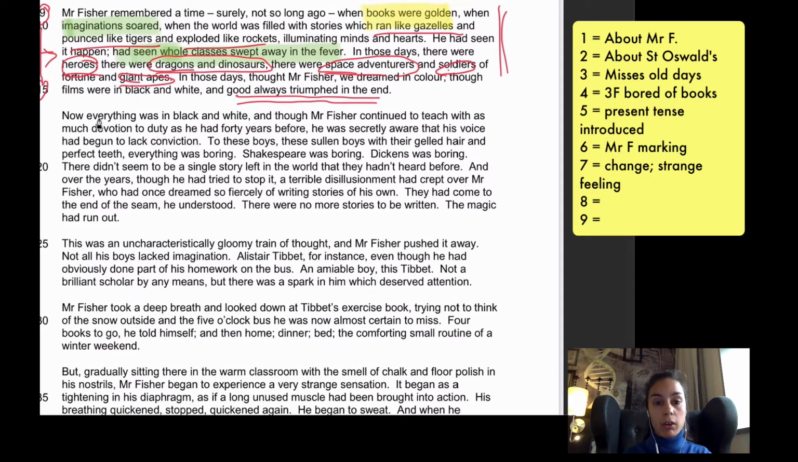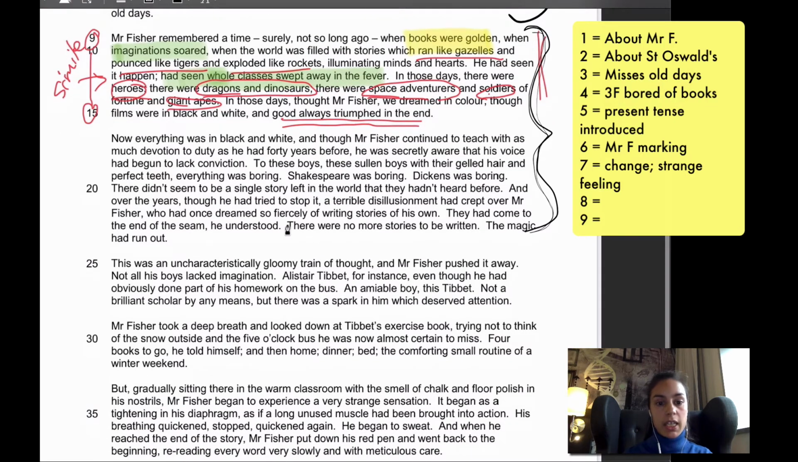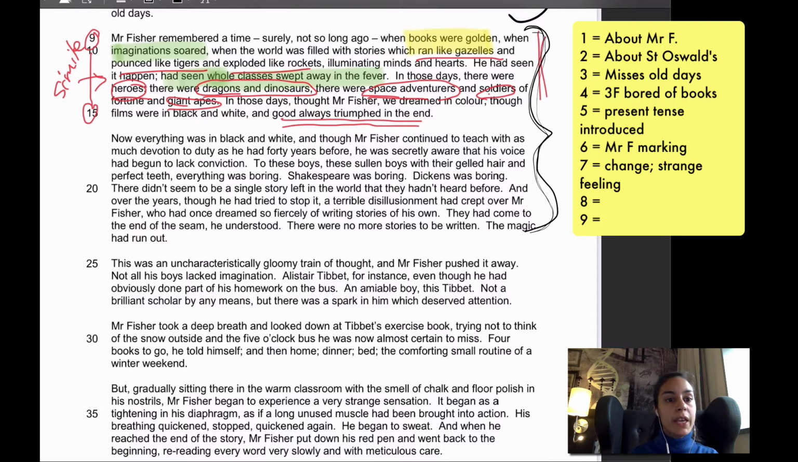Now, this 4th paragraph, Mr. Fisher continues to think about his experience with the boys. So there's a similarity between paragraph 3 and paragraph 4. But what's interesting is here in the 5th paragraph, this was an uncharacteristically gloomy train of thought, and Mr. Fisher pulled it away. So this is interesting, and I find it interesting because there is a change.